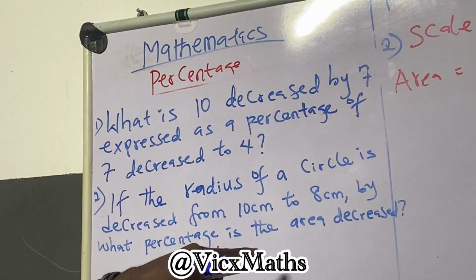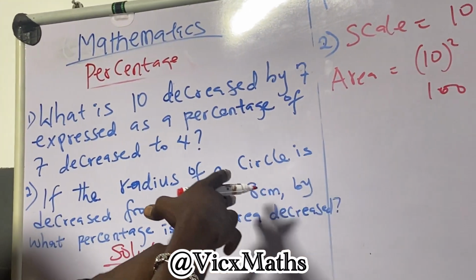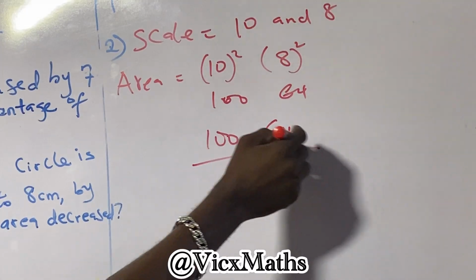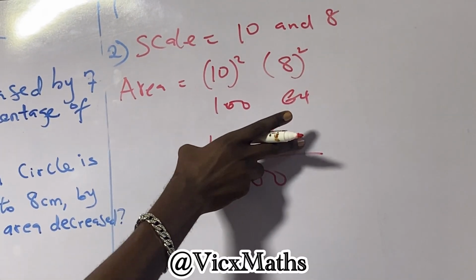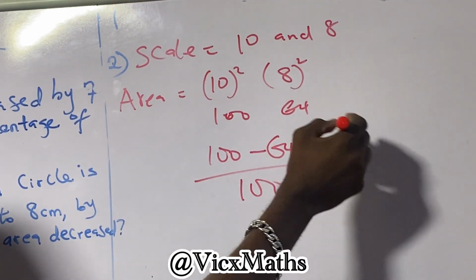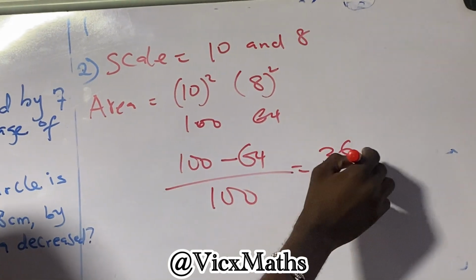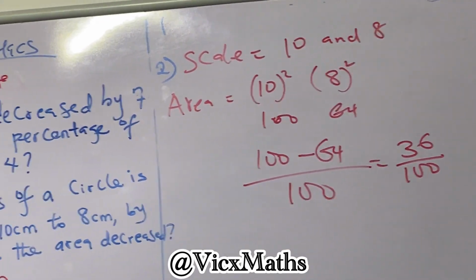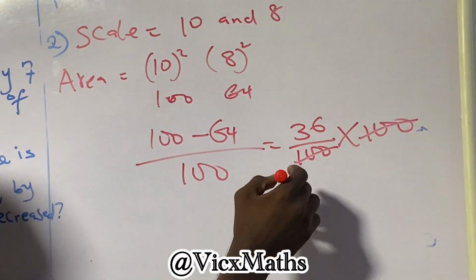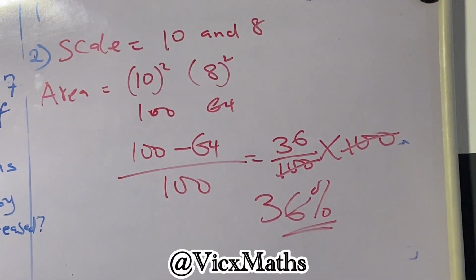The question asks, by what percentage is the area decreased? This is why we square it. So the decrease is 100 minus 64 all over the total area, that is, 36 over 100. Now we are expressing it as a percentage, that is times 100. Cancel this, and we have 36% as the answer. You see how simple it is?